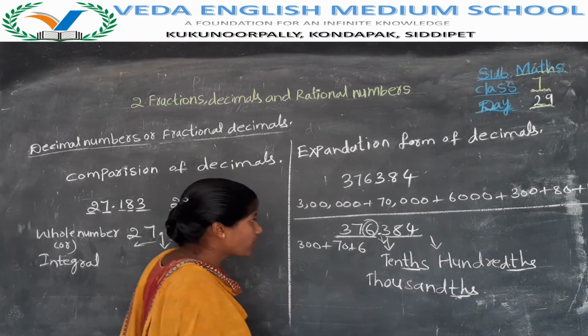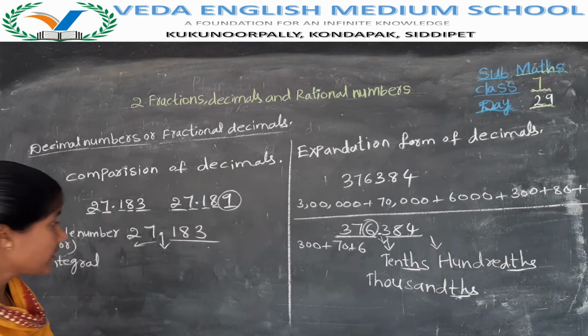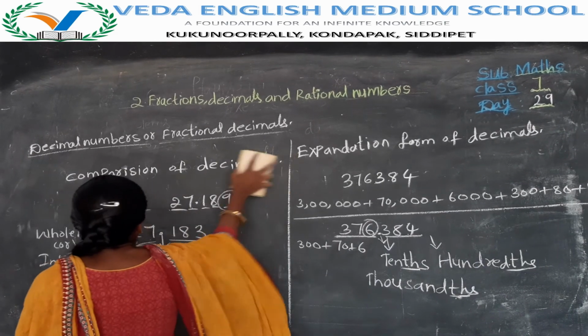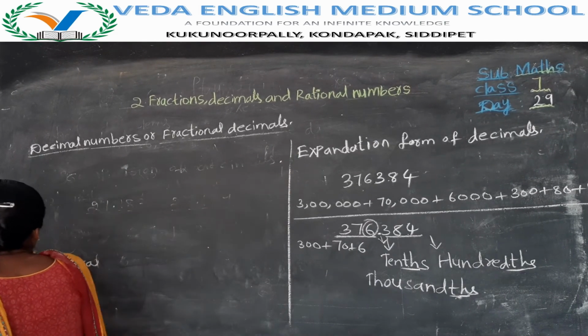It is about expanded form. Then for this 376.384, how to write the expanded form? Let's see how to write the expanded form.